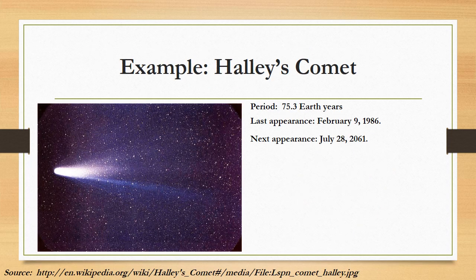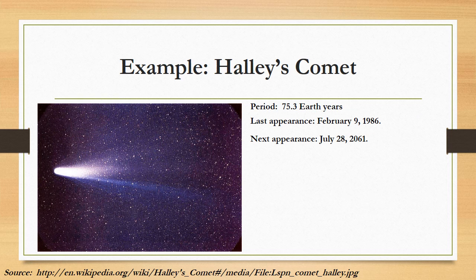This is Halley's Comet. This is a comet that comes around every 75.3 years, Earth years. And so it's only visible on average once in a human lifetime. Last time it was visible was in 1986. Next time you'll be able to see it is in 2061. So we're going to do some math with this because we can use angular momentum conservation.